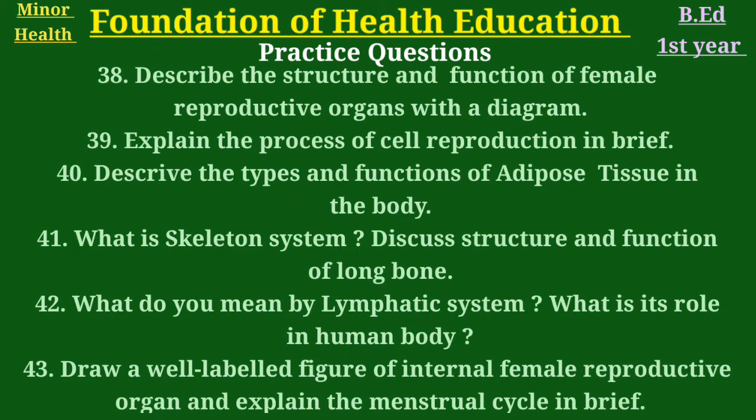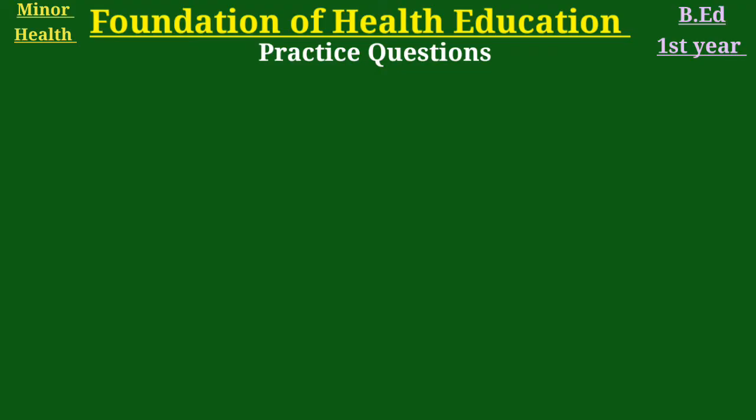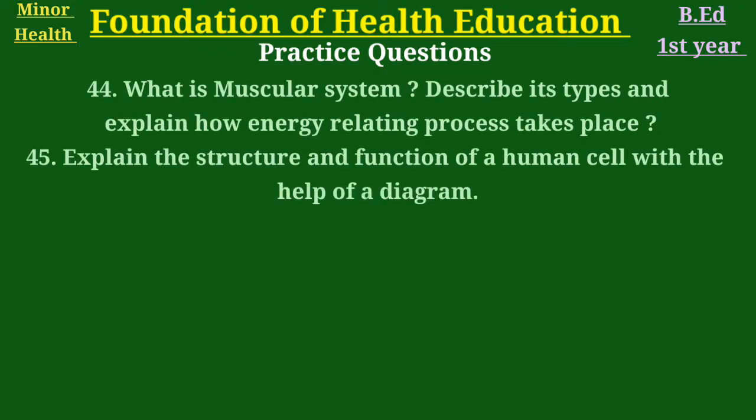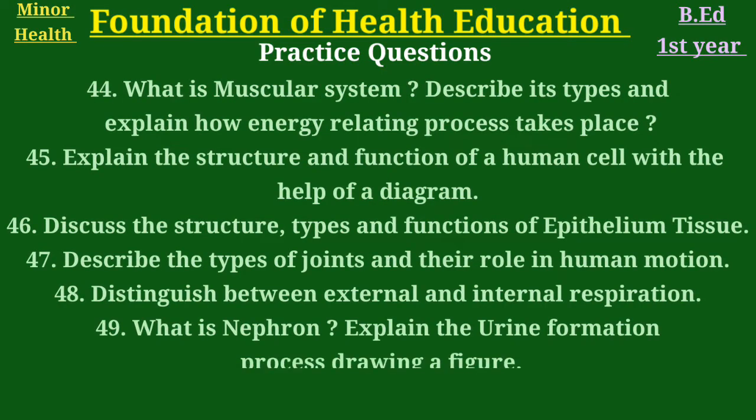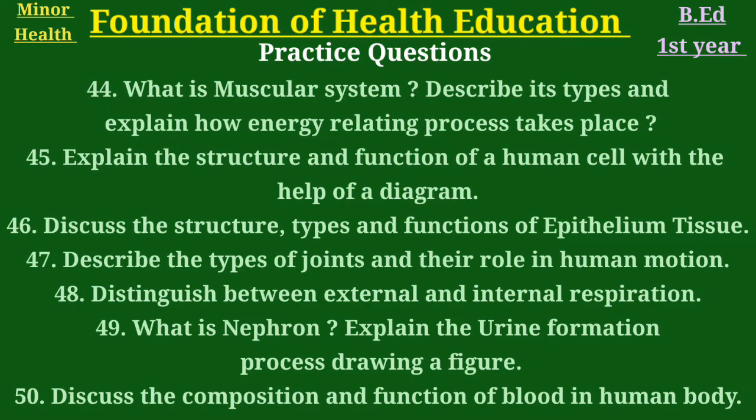Draw a well-labeled figure of internal female reproductive organs and explain the menstrual cycle in brief. What is muscular system? Describe its types and explain how energy relating process takes place.